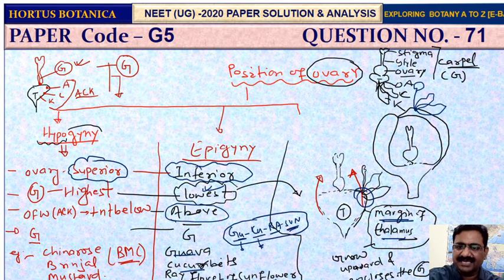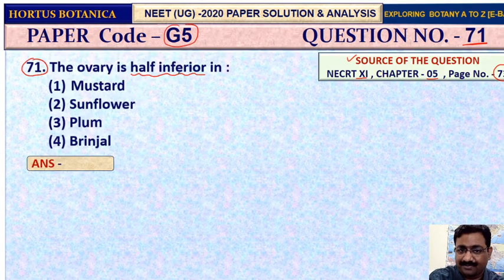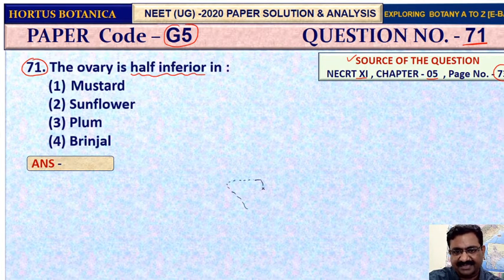Now, so this was about the inferior ovary. But the question was asking about the half inferior. Very beautiful question. Right now, I will explain that in the question. See, the question is asking about the half superior. I will explain this in the same page. You will find that this is the position of the thalamus again, right? Now you are finding this is the gynoecium. Yes, see the carpel. This is the position.